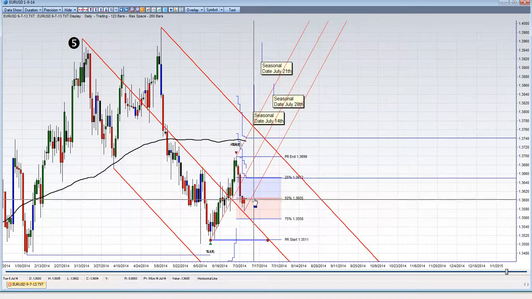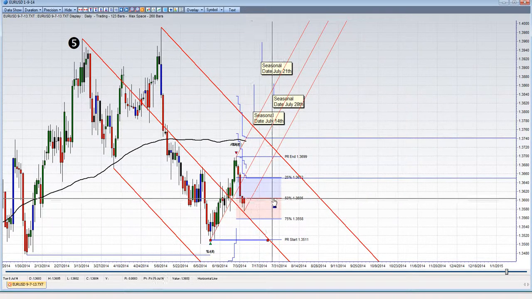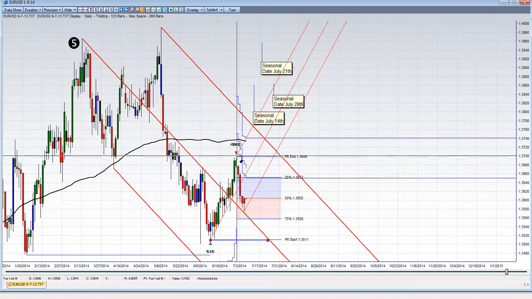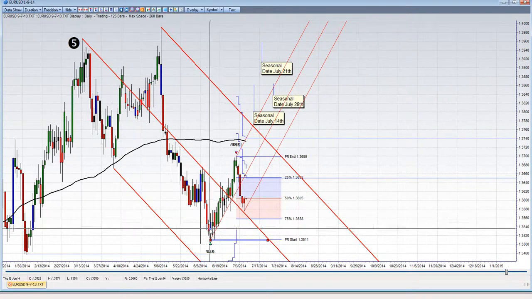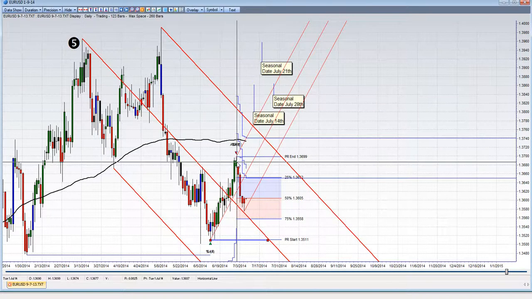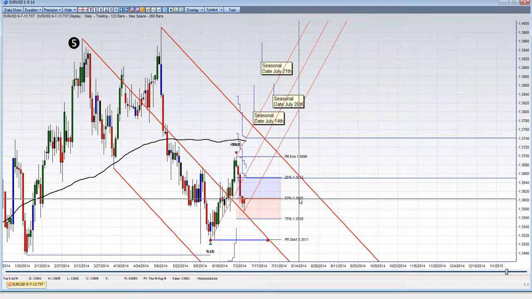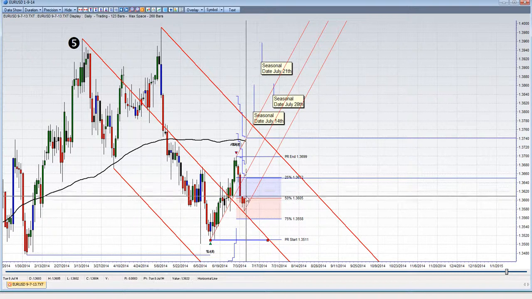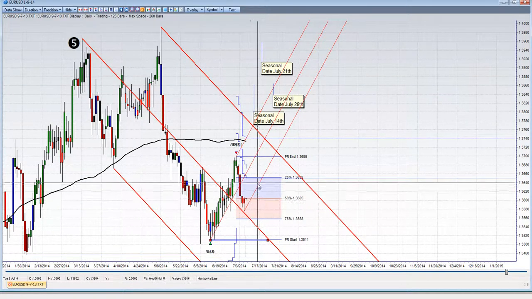As you can see, we're having a tough time at the 50% from the swing low to the swing high of 612 all the way to 71. And it's the 50% 3605. We're having a tough time there. But once it gets over there, it might go back and retest it and then maybe shoot higher.